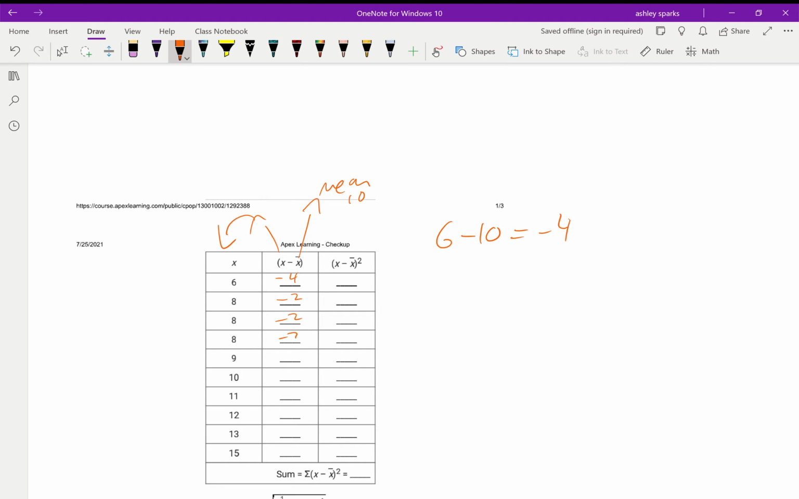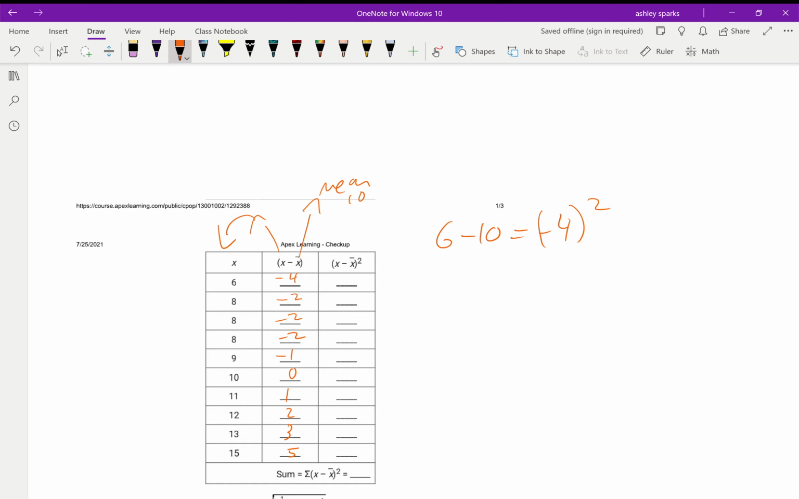I won't show all the calculations. 9 minus 10 is negative 1. 10 minus 10 is 0. 11 minus 10 is 1, 2, 3, and 5. Okay? The next thing we want to do, we don't need a new calculation. All we need to do is now square this number.